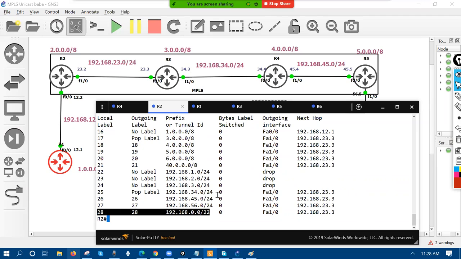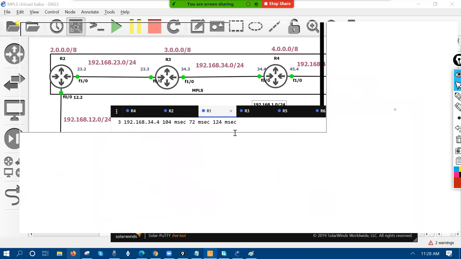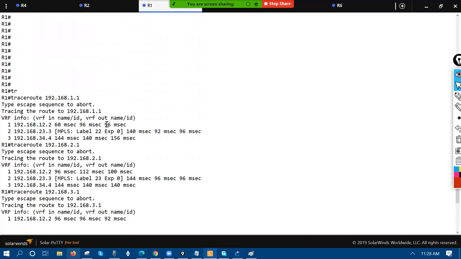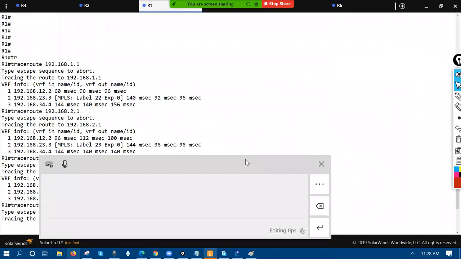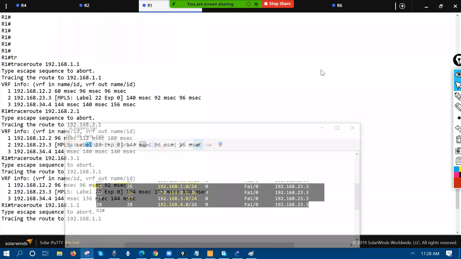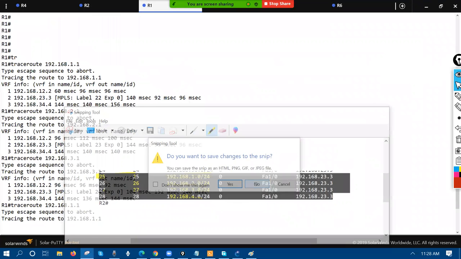So for the aggregated route, they will generate the labels. So if you send any traffic for this particular network, either 1.0.1, either 2.1, either 3.1, for all these routes, the label is what? 28. So if you see what happened previously, I'll do one thing. Let me copy and paste this and I'll show you the difference between the scans. I'll make the difference over there. That's it.